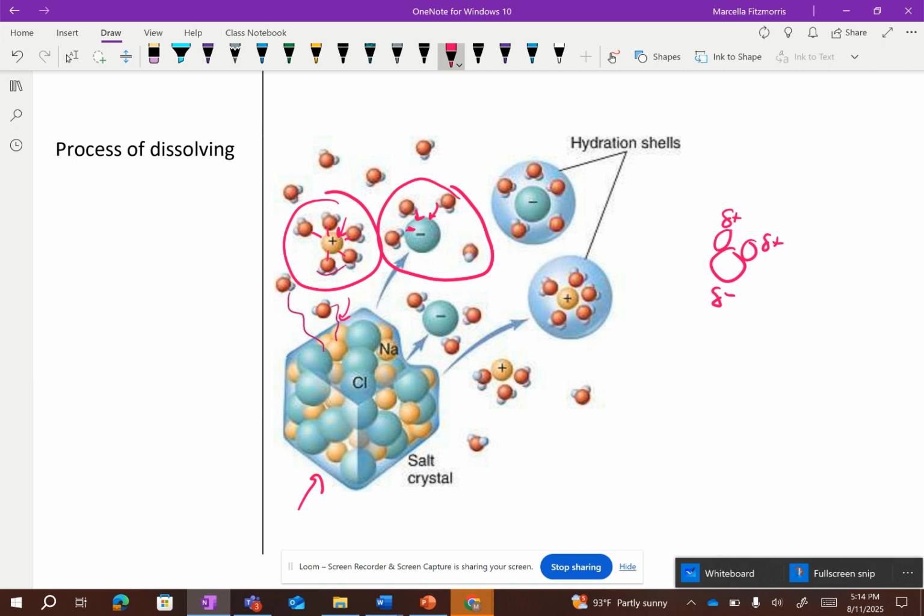So what ends up happening is they separate and they surround, and they kind of make little hydration shells around that so that the Na and the Cl are just floating around independently of each other in the water.